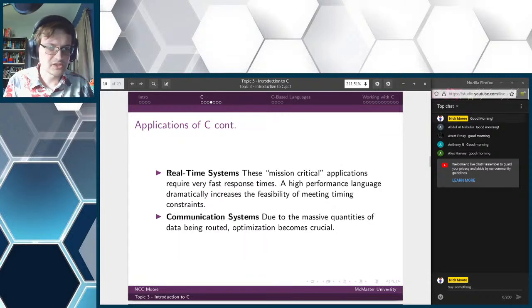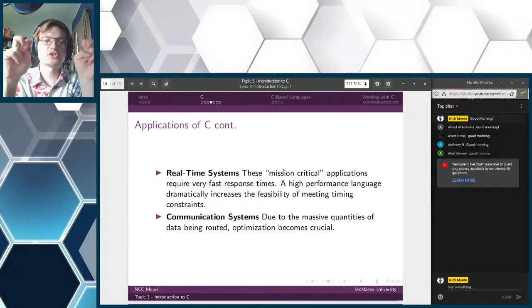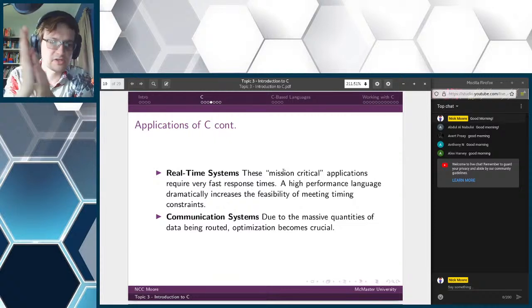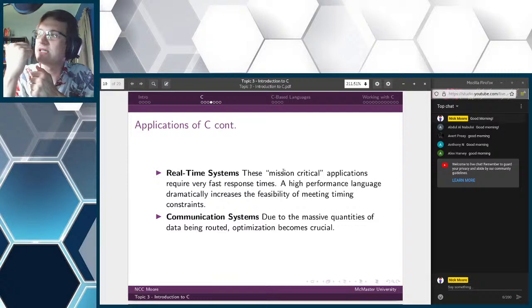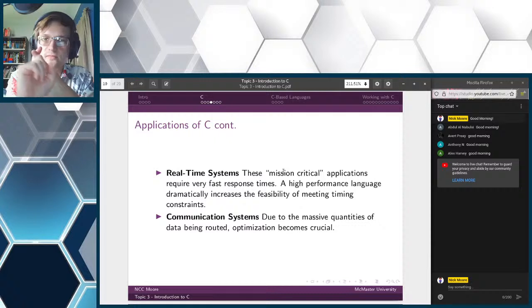So, we also have real-time systems. Real-time systems are mission-critical applications which require very fast response times. Think things like nuclear reactors. That's actually real-time safety critical. Something like the software inside of an airplane. That's real-time safety critical.